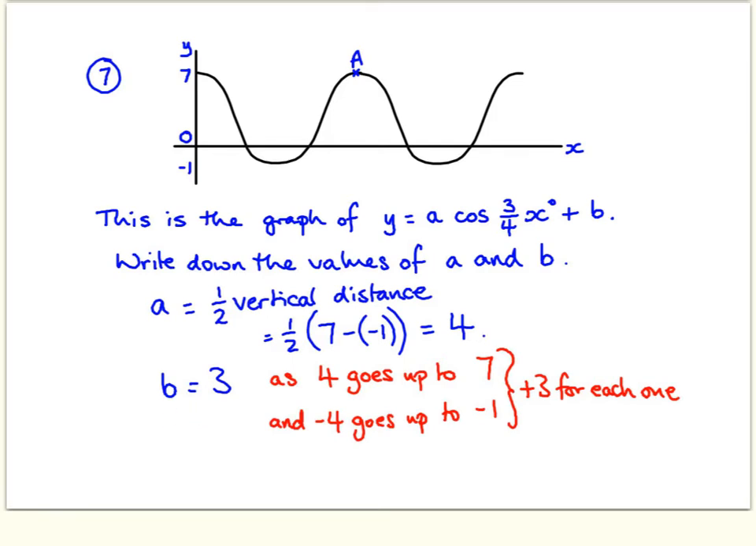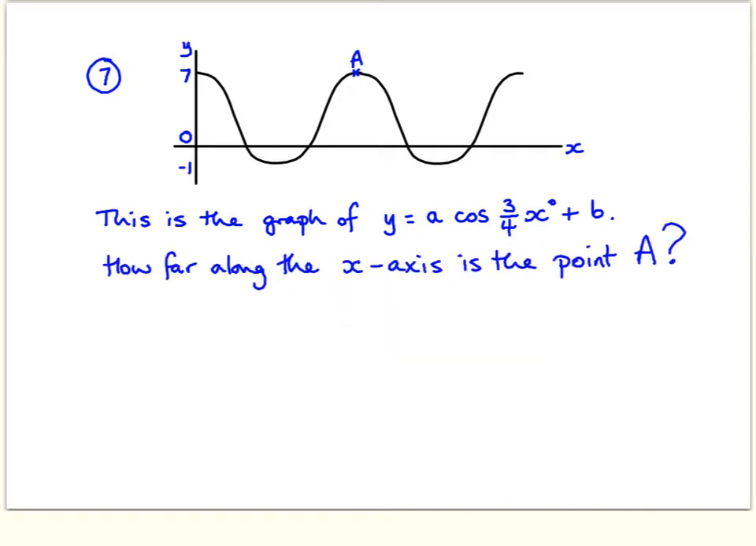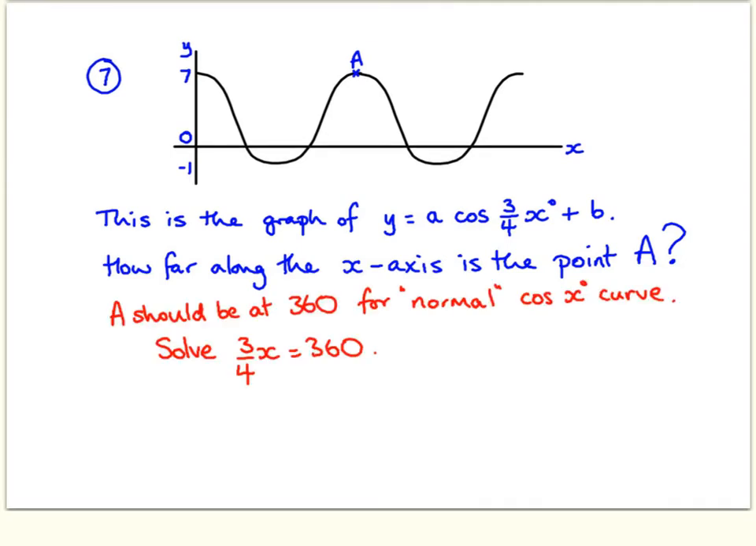Now, the most difficult part of the question is this kind of thing. How far along the x-axis is the point A? Now you can see from the graph that this is one whole cos wave. One whole cos wave should last 360 degrees. So that means that this bit here equals 360. Okay, so that's what you need to solve.